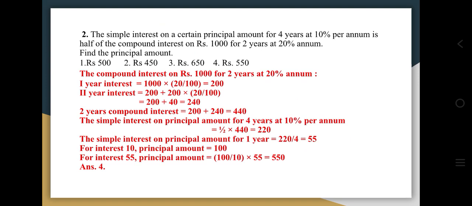So what is 1 year interest? 220 by 4, that is 55. So the simple interest on the principal amount for 1 year is 55.